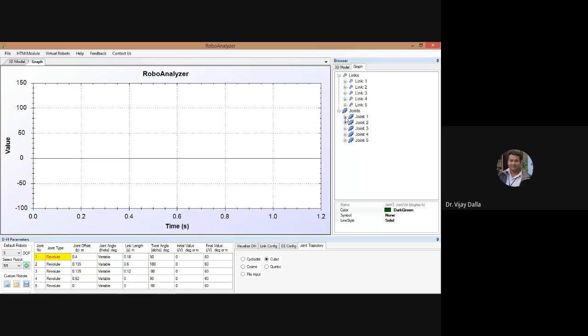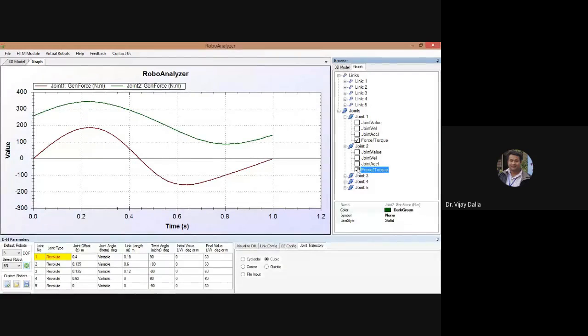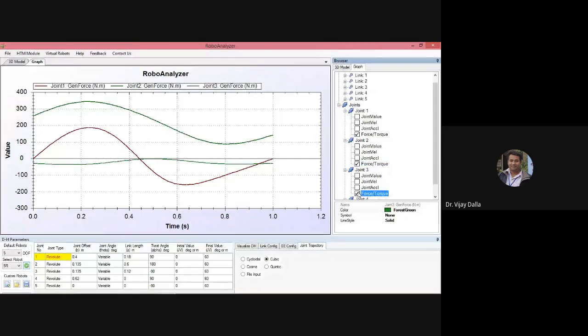Here there is one more term, the force slash torque. Okay. In addition to that forward kinematics, now we will be able to know about the joint forces or torques required to move the manipulator. Okay. So in this way, the forward kinematics, inverse kinematics, and the dynamics we have done.